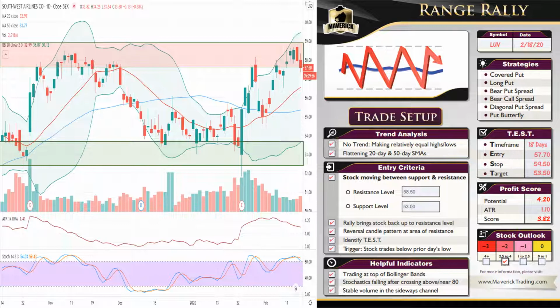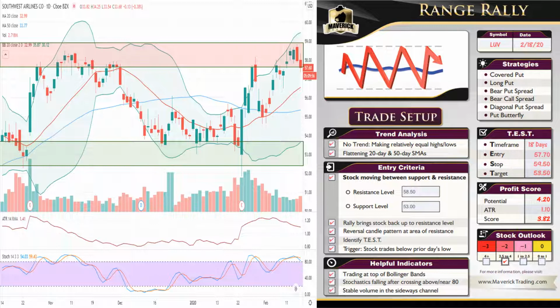The entry is going to be 57.70, which it looks like is the low of the previous day. And it looks like it's confirmed because right now it's at 57.60. Our protective stop is going to be 59.50. Looks like the top of the Bollinger Band this time. You guys can see that. Top of the Bollinger Band.